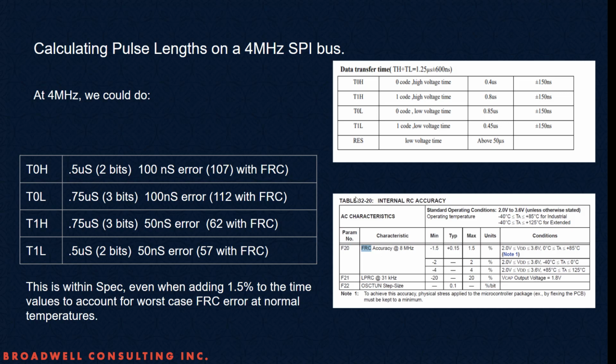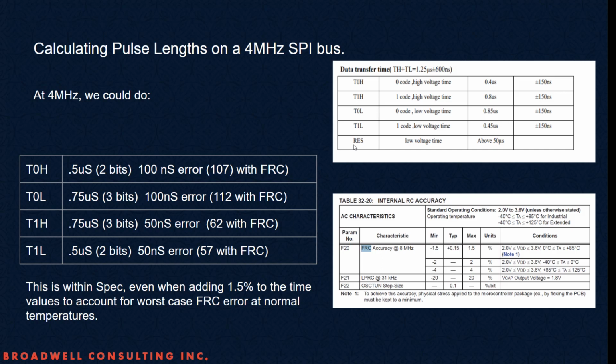The FRC is only accurate to plus or minus 1.5% at the temperature range that we're looking at. So we also need to take 1.5% of this nominal value and add that to our total error. For T0 low, we're shooting for 0.85. We can do 0.75 with 3 bits. For T1 high, we're shooting for 0.8. We can do 0.75 with 3 bits.